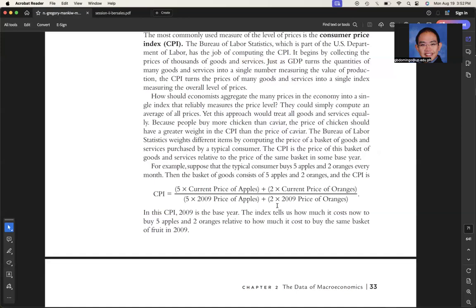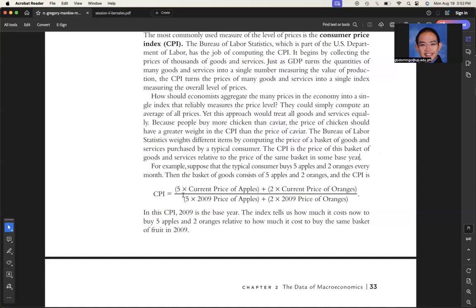So what we're trying to do here is we're keeping the basket constant. So the basket in the numerator is 5 for apples, denominator is 5, it's 2 for oranges, and 2 in the denominator. So you're fixing the basket in CPI. As opposed to real GDP, you are fixing the prices, right, to be equal to the base period prices. In this one, you're fixing the quantities, and you're letting the prices change over time. So the denominator, you can say, is the base year, essentially real GDP, right?